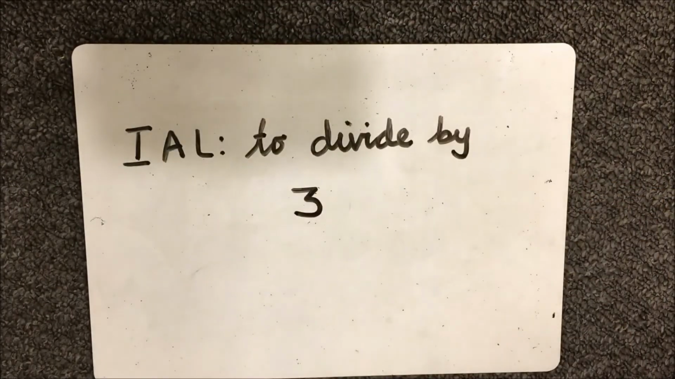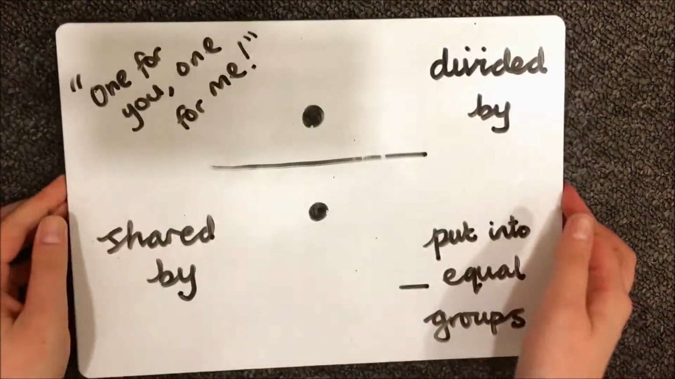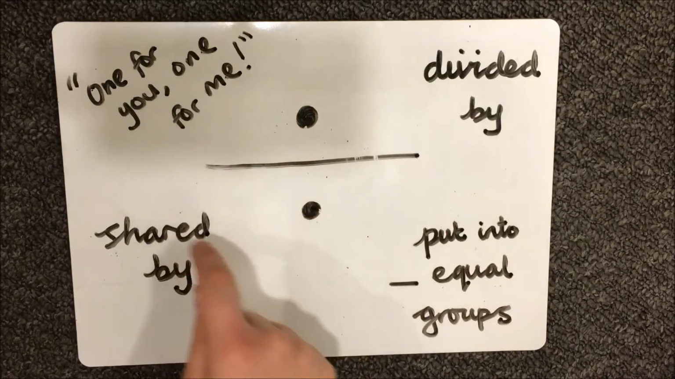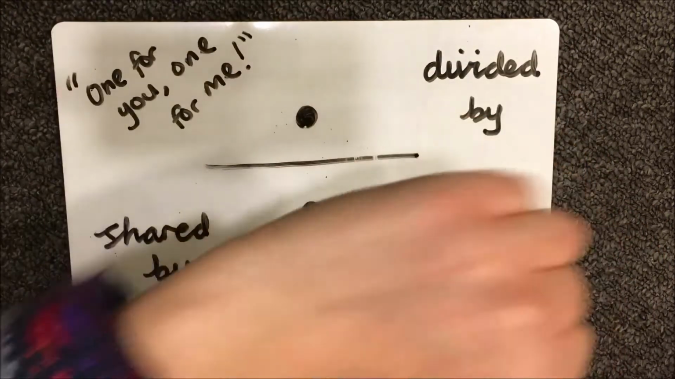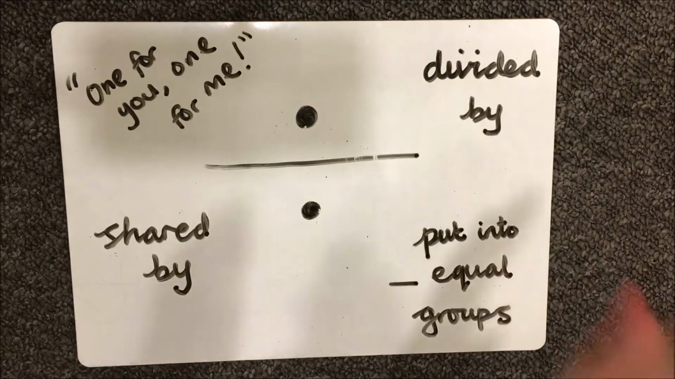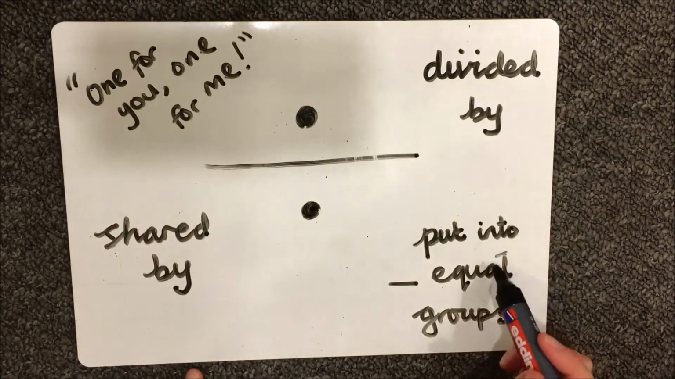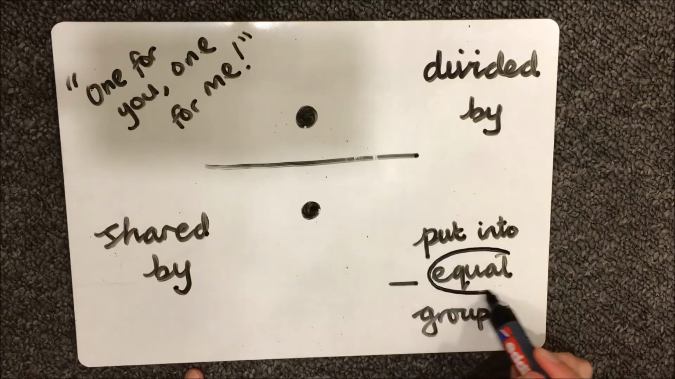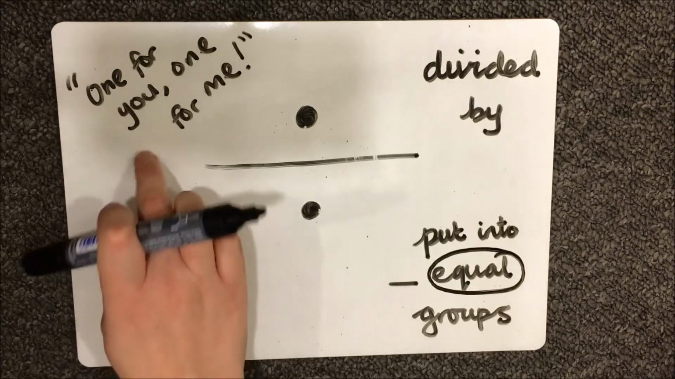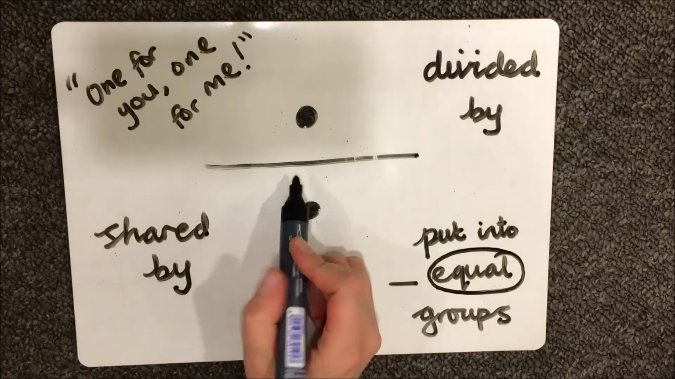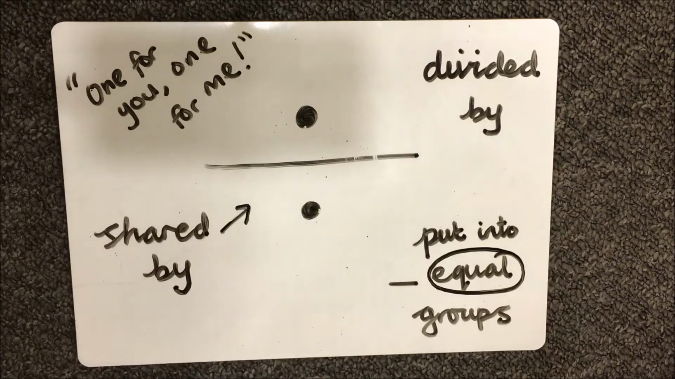So we're dividing. We're going to look at all the ways that we might see divide written down. So this is our math symbol for divide, and it means divided by. It means put into equal groups, the same number in every group. We could say shared by, and we're going to come to this one in a minute. I think this symbol looks a little bit like shared by.